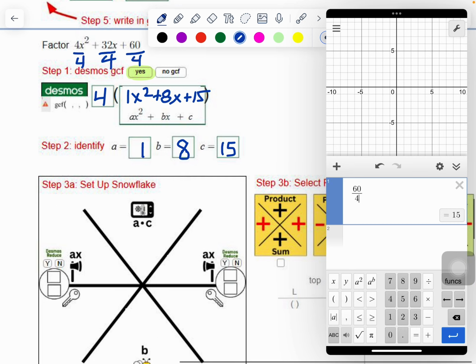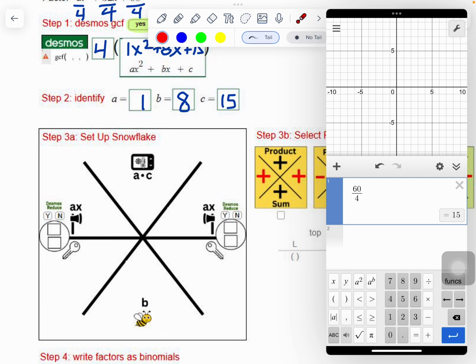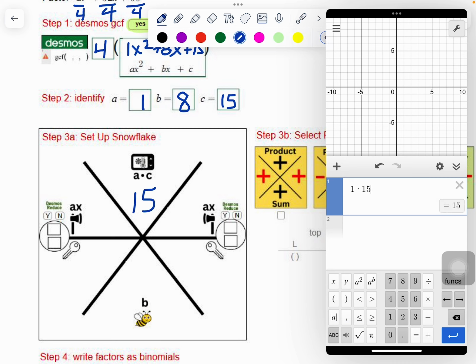Let's go ahead and fill in our snowflake. So our first one is A times C. So my A is 1, my C is 15. If I multiply 1 times 15, you can do it in the calculator, but it just stays 15. So we're going to put 15 here. Our next one, this little bumblebee down here is my favorite. It's just my B. My B value is right here. It's just positive 8. My ax. My ax is just A with an X on it. Well, here's A. Let's put an X on it. So that's 1X, 1X.